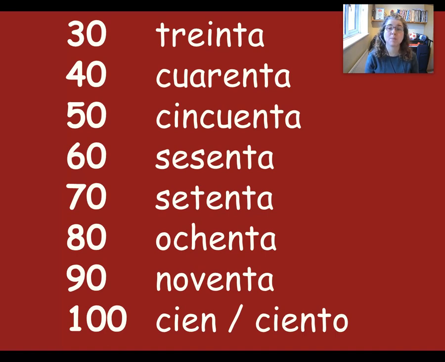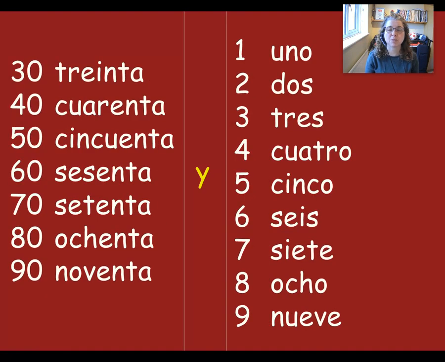Well done. Remember also for a bit later on that there are two words for 100 depending on whether it's 100 or 100 and something. We have cien for 100, and if it's 100 and something, we need to use ciento. Then, when we come to putting those numbers together, remember that we have the 10 word, then y for and, then we put the ones on the end.